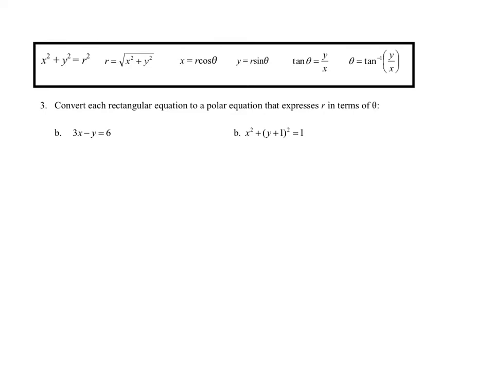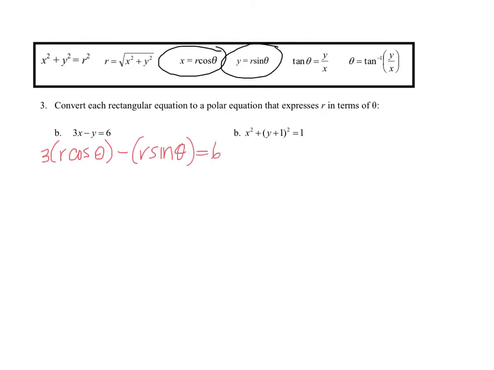3x minus y equals 6. It's a linear equation. We're going to convert this into a polar equation. The way we're going to do that is we're going to use this equation to convert for x and this equation to convert for y. So I'm going to start by converting x. That's 3 times r cosine theta minus y, which is r sine theta, equals 6.